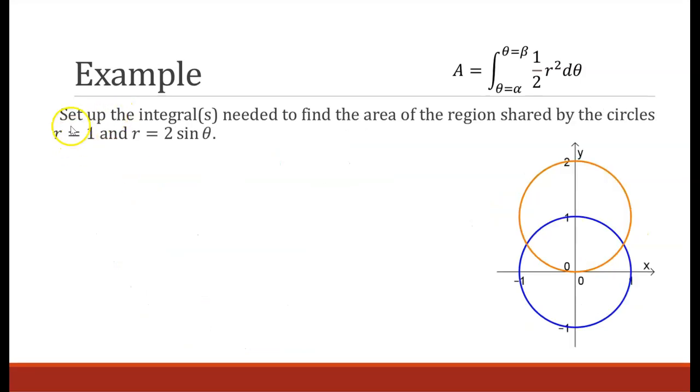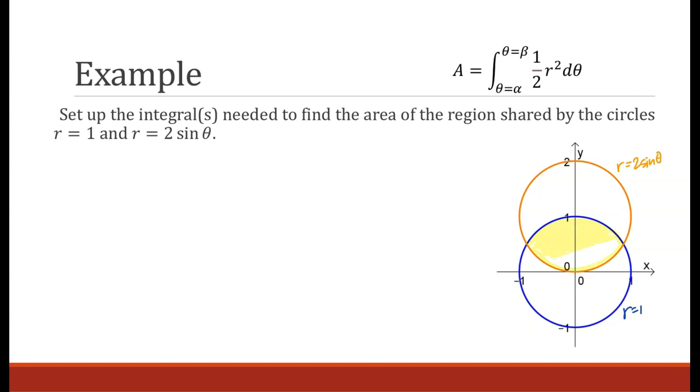In this last area example, we're going to set up the integrals needed to find the area of the region shared by the circles r equals 1 and r equals 2 sine theta. So coming over here to the diagram, we have this orange circle is the r equals 2 sine theta polar equation, and the blue circle is r equals 1. So that's the circle centered at the origin with radius 1. So we're trying to find the area shared by the circles, or the area that basically looks like a little eyeball. It's this region of overlap here.